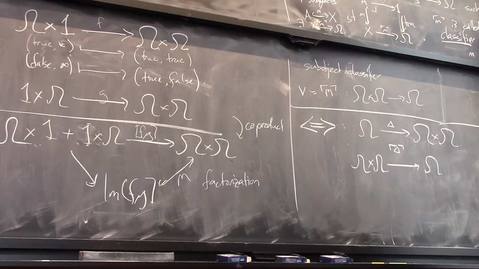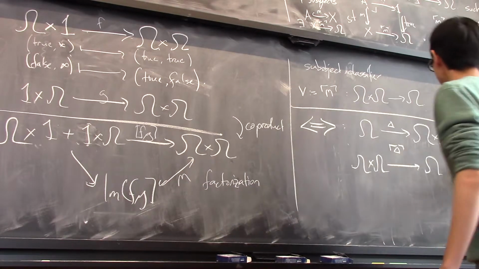Could you take a moment to write out the full square commutative diagram, please? Okay. We'll use the forest for the trees.